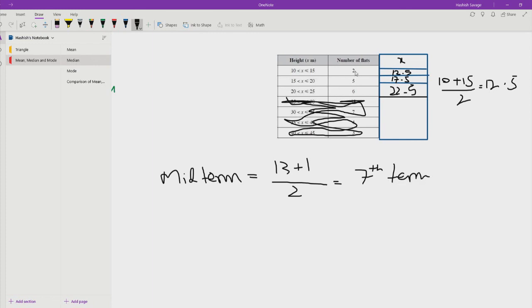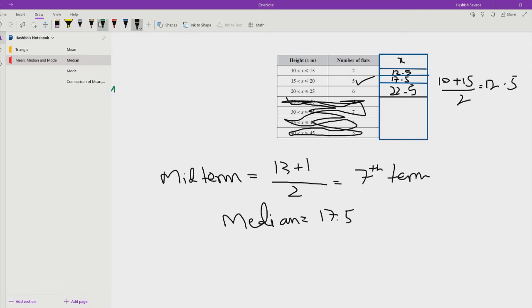So 1, 2, 3, 4, 5, 6, 7. It means this term belongs to this category, and this category has a value of x 17.5. So your median will be 17.5.